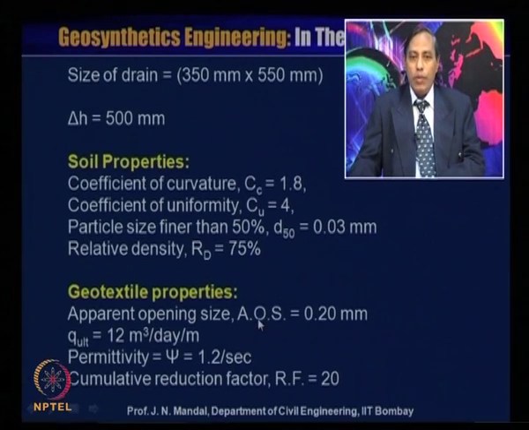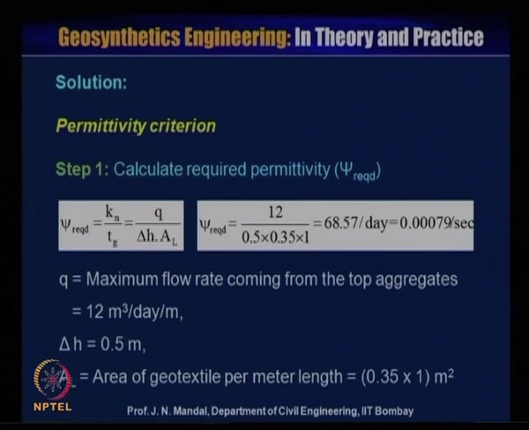The geotextile properties are given. The apparent opening size AOS is 0.20 millimeter, and the ultimate flow Q ultimate is equal to 12 meter cube per day per meter. The permittivity value psi is given as 1.2 per second, and the cumulative reduction factor RF is equal to 20. So now the solution: you have to fulfill the permittivity criteria.